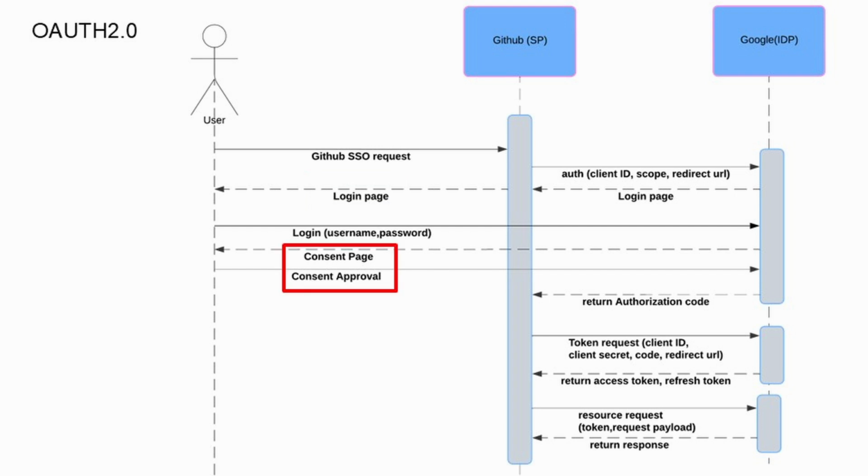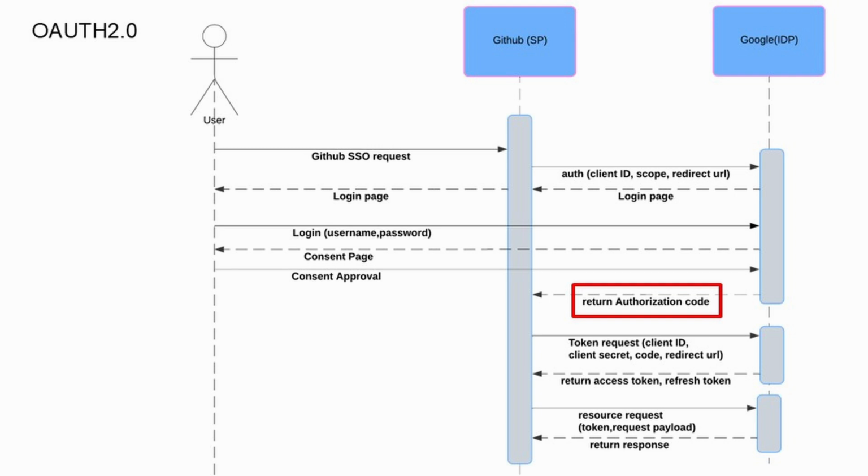And once the login is complete, it will also ask for a consent that GitHub wants to access these particular resources, user resources. Are you allowing it to? Once the consent is approved, then comes the main part, the authorization code flow. This is a 3-step process that is followed to complete the handshake. The first one is, once the consent is approved, Google provides GitHub with an authorization code.